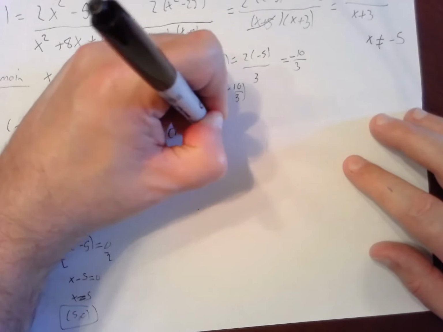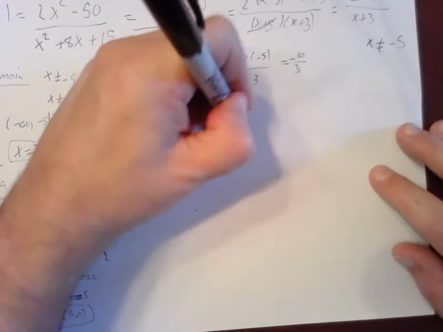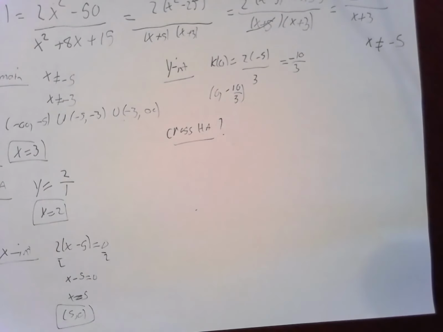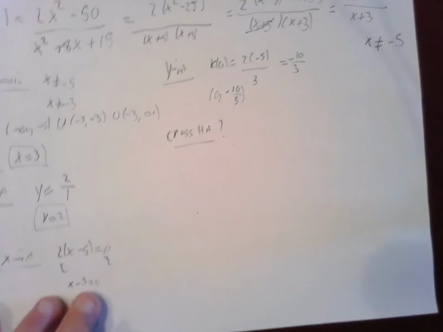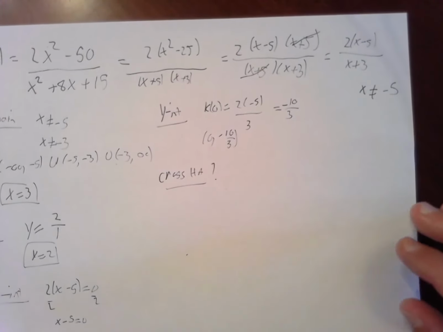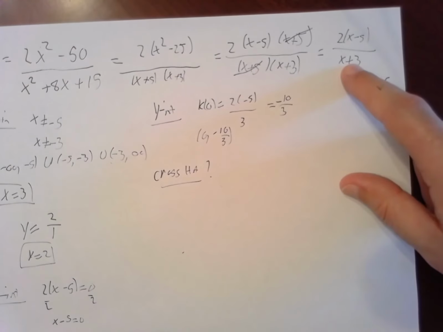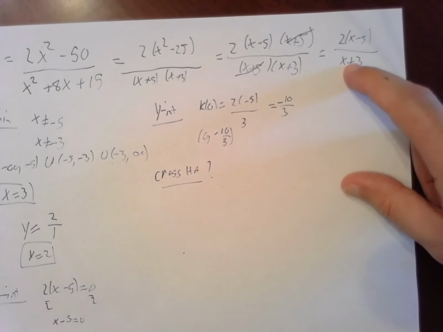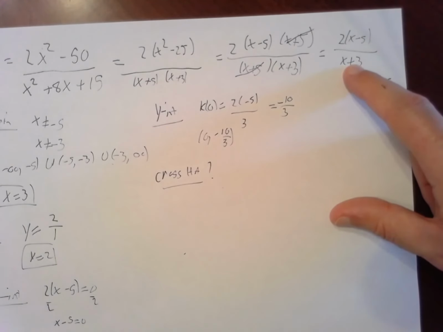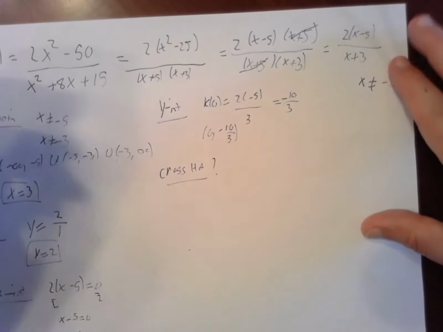Okay, we check and see if we cross the horizontal asymptote. That's a yes or no question. The answer is usually no. In fact, here's a little hint. Anytime your function is linear over linear, the answer is always no. You're never going to cross the horizontal asymptote. But let's check it just for fun.